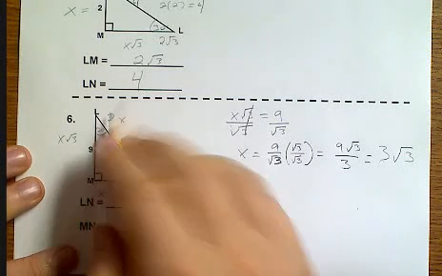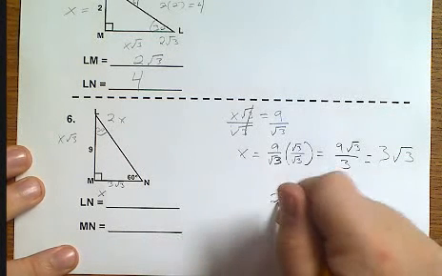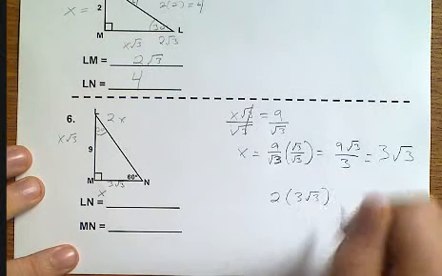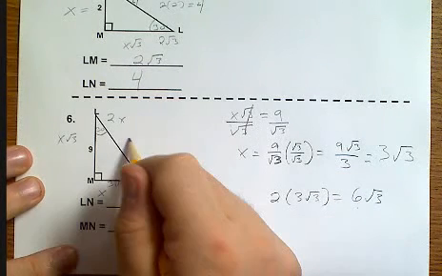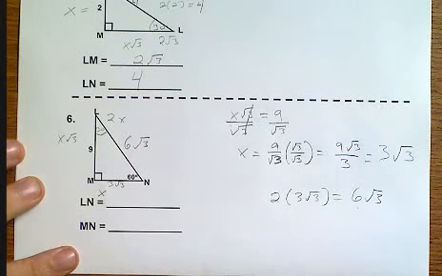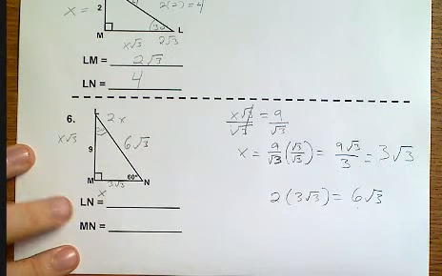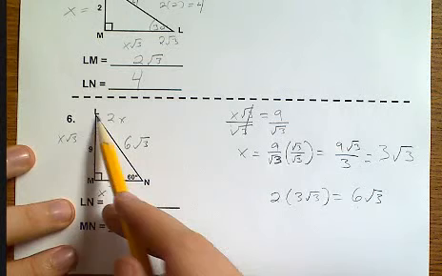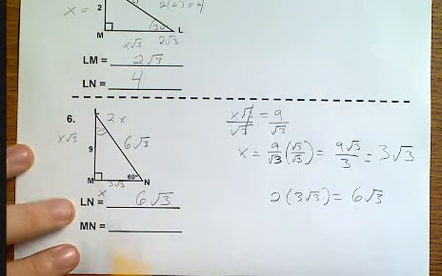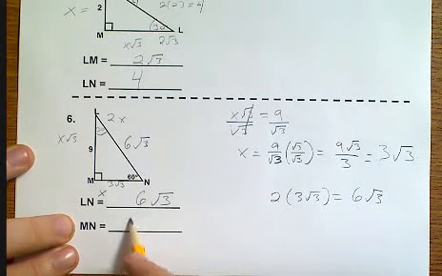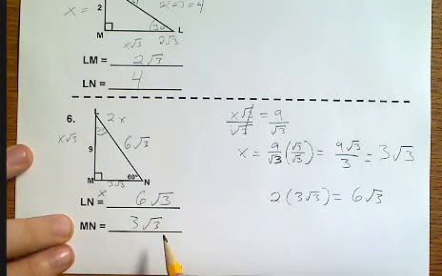And now I need to do 2x. So 2 times 3 on the square root of 3 makes 6 on the square root of 3. So that's what that one is. So if we look at these, LN is 6 on the square root of 3, and MN is 3 on the square root of 3.